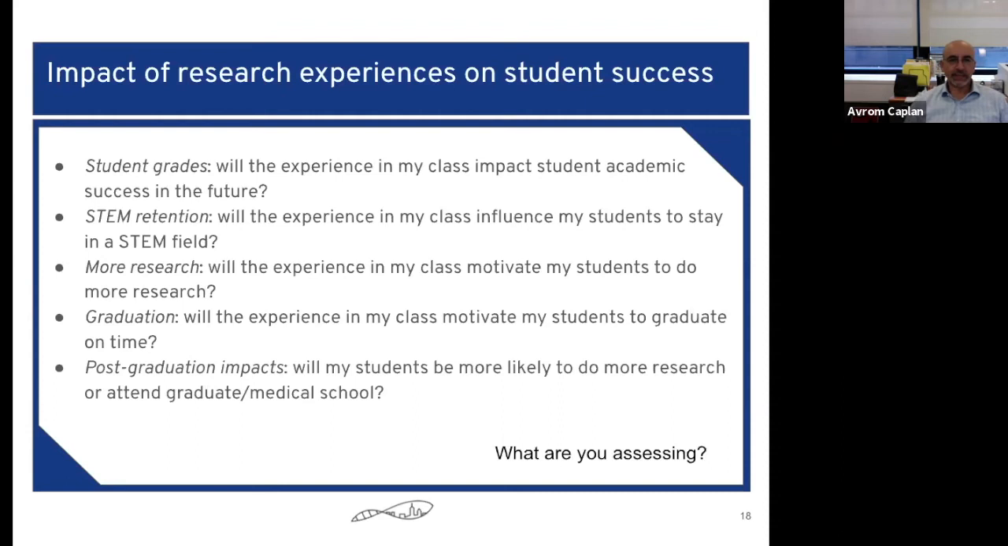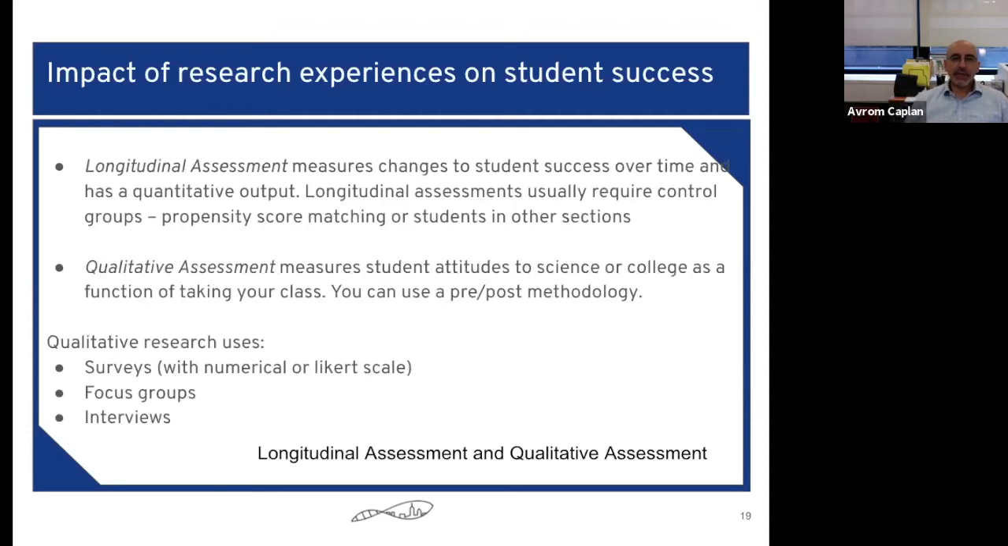So go on to the next slide. So the question is, how do you measure these outcomes? And really there are two ways that are used. One is a longitudinal assessment where you would take your classes as the baseline and then start measuring the impact of your class on grades over time moving forward. And longitudinal assessments usually require control groups.